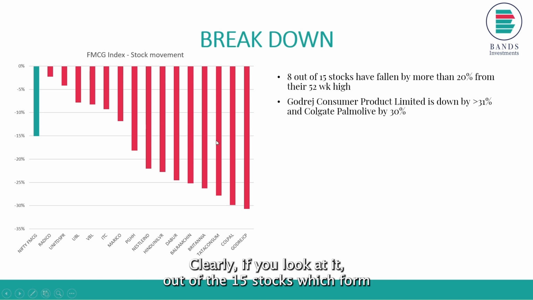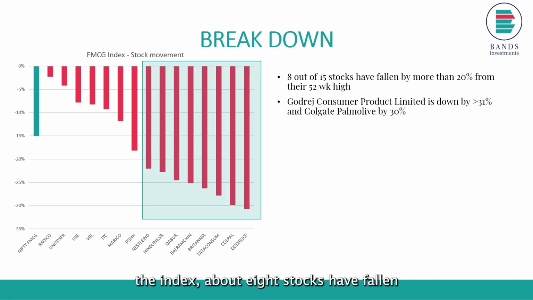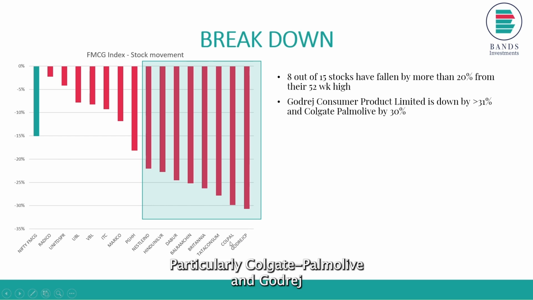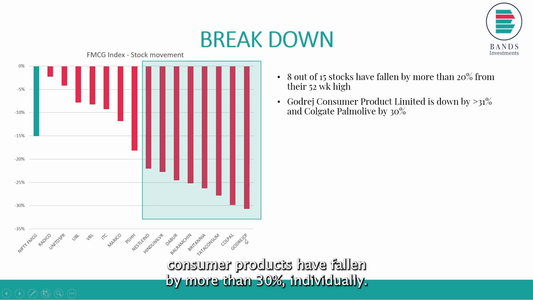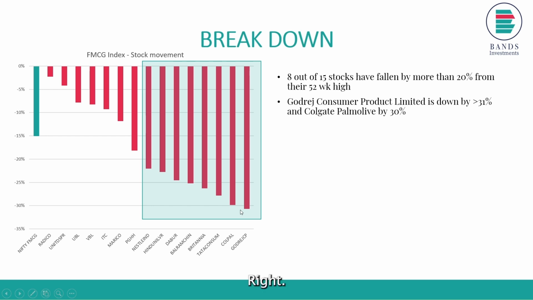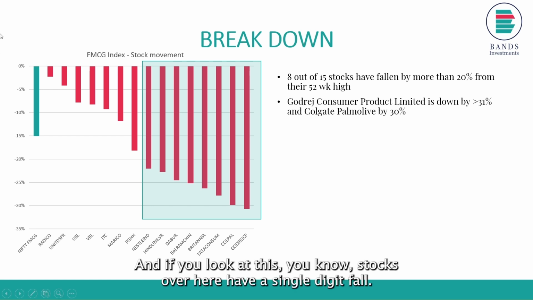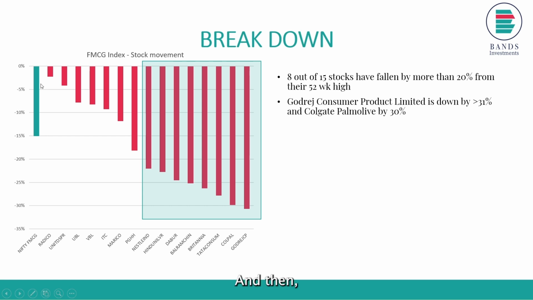Clearly, if you look at it, out of the 15 stocks which form the index, about 8 stocks have fallen more than 20% from their peak. Particularly, Colgate Palmolive and Godrej Consumer Products have fallen by more than 30% individually. And if you look at this, stocks over here have a single digit fall in them.